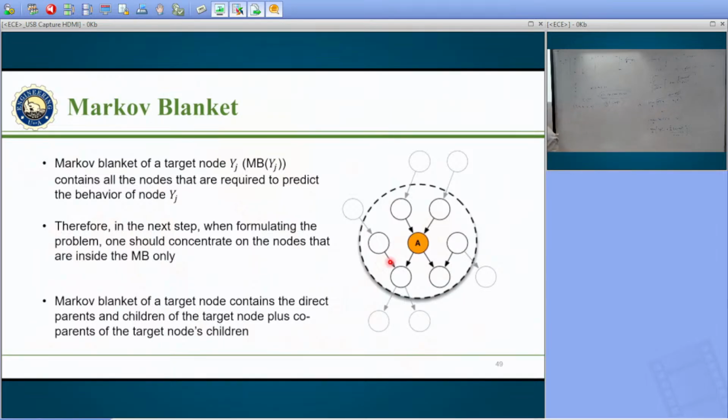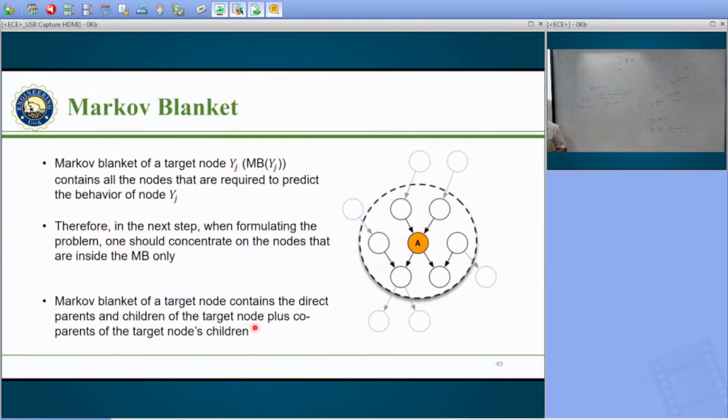You are interested in target variable A. Then you look at the surrounding variables: their parents, their children, and their, what is this called? Parents are there, children are there, and these are the co-parents of the target node. Yes, these are called co-parents of the target node. So you can look into these surrounding variables and reduce the network structure.